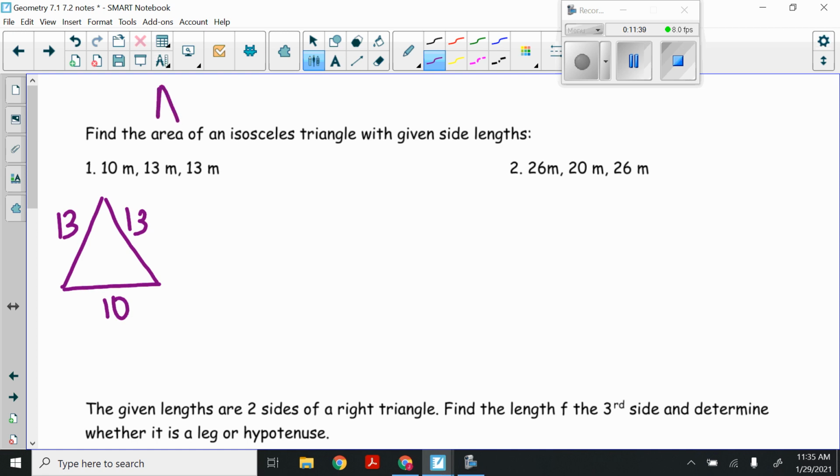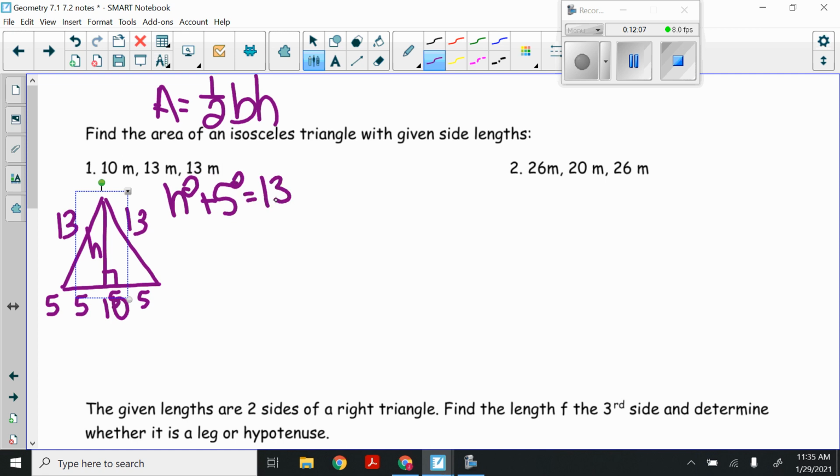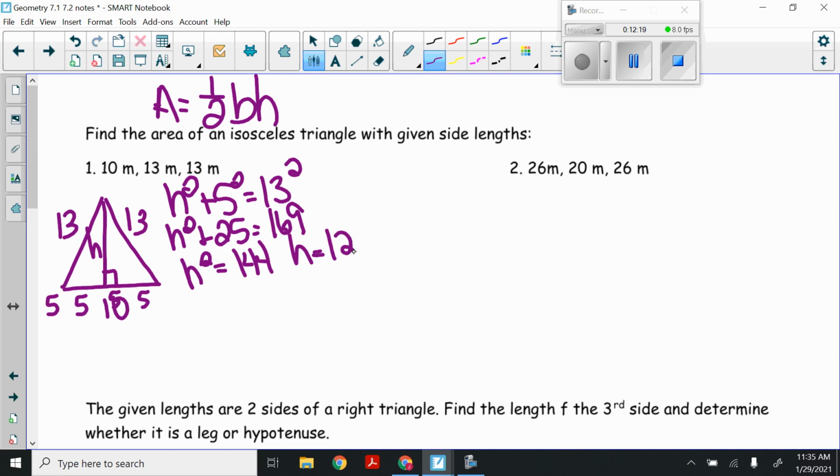Let's recall the formula for area of a triangle. That's 1/2 base times height. If it's an isosceles triangle, I need to drop my height or my altitude down. This is my h. If I drop an altitude down in an isosceles triangle, I split my base in half. So this is 5 and this is 5. So the first thing I need to do is find my height. Pythagorean theorem. So h squared plus 5 squared equals 13 squared. H squared plus 25 equals 169. H squared equals 144. H equals 12.